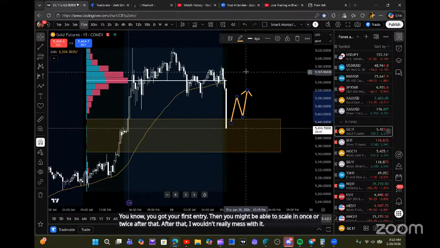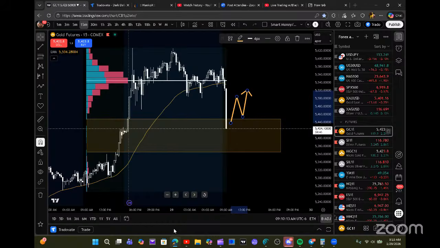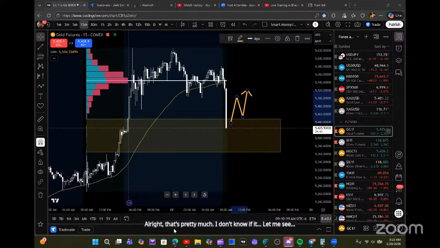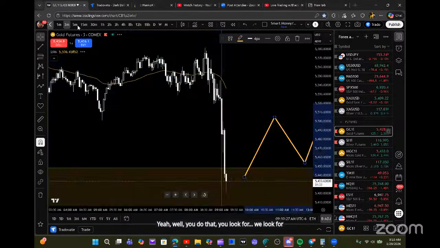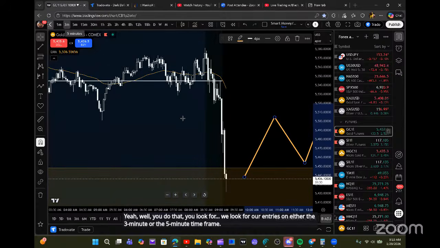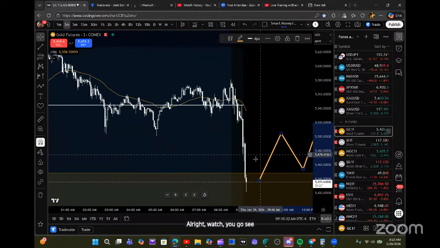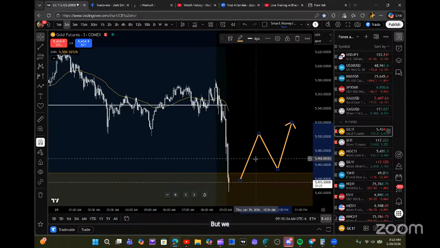That's pretty much it. Sometimes different time frames show entries. We look for our entries on either the 3 minute or the 5 minute time frame. Watch, let's see if this gives us an entry. I'm gonna show you. We wait for our entry model on this.